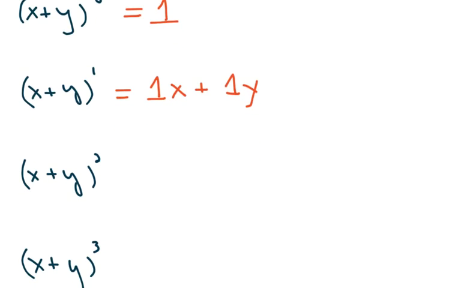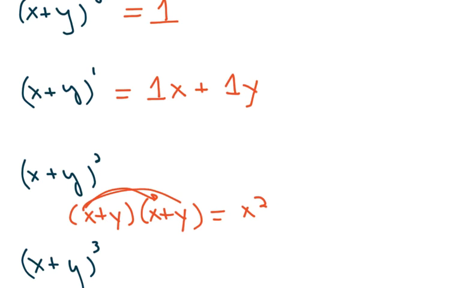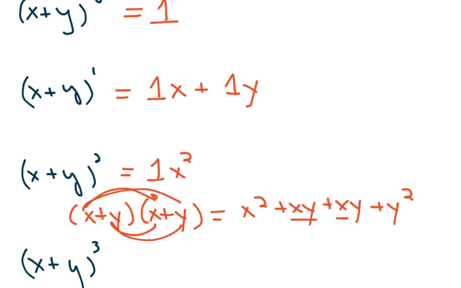Okay, so what do we do to get it squared? Remember, squaring means multiplying it by itself. And then we're going to distribute. First, outside, got to get that right, inside, last. And the two middle terms are like terms. So when I add them, I get 1x squared plus 2xy plus 1y squared.